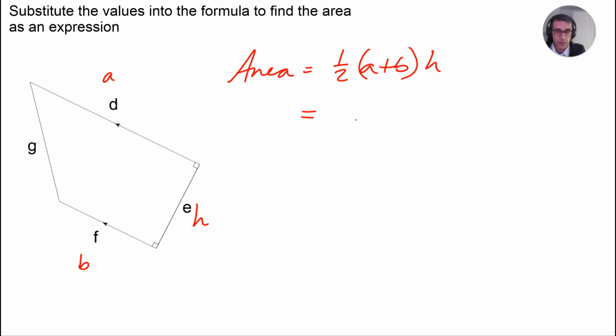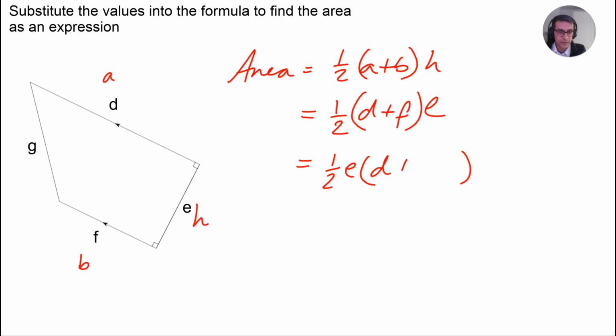So let's substitute all of this in. So half, your A and B in this case is D plus F, and the distance between them is E. You can leave it like this for now. There's not really much else you can do with this. If you wanted to make it a bit neater, you could do half E brackets D plus F. And you can, of course, expand the brackets here, but it's not required.